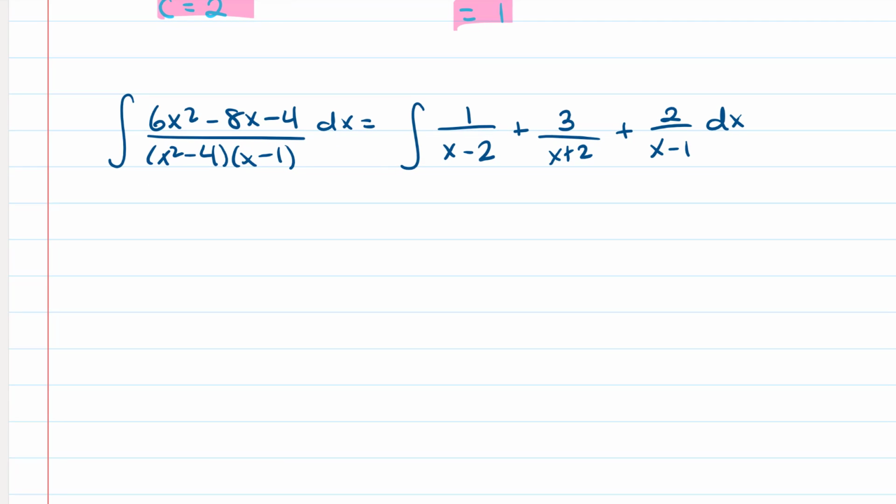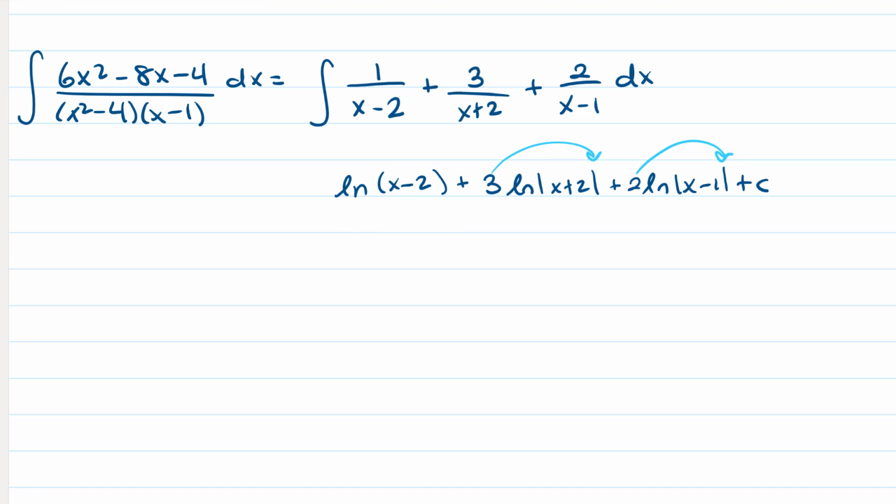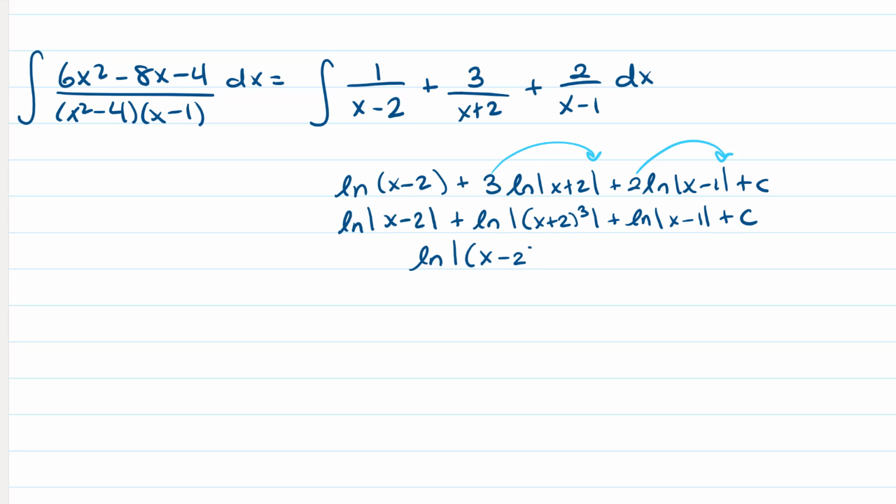Okay, and then you just integrate. This part's super easy. We get ln of x minus 2 plus 3 ln x plus 2 plus 2 ln x minus 1 plus c. And then we just have to put them together. So the first thing I'm going to do is get these exponents up top. So you get ln of x minus 2 plus ln of x plus 2 cubed plus ln of x minus 1 plus c. And then when you put all this together, because they're being added, you're going to go ahead and multiply them.